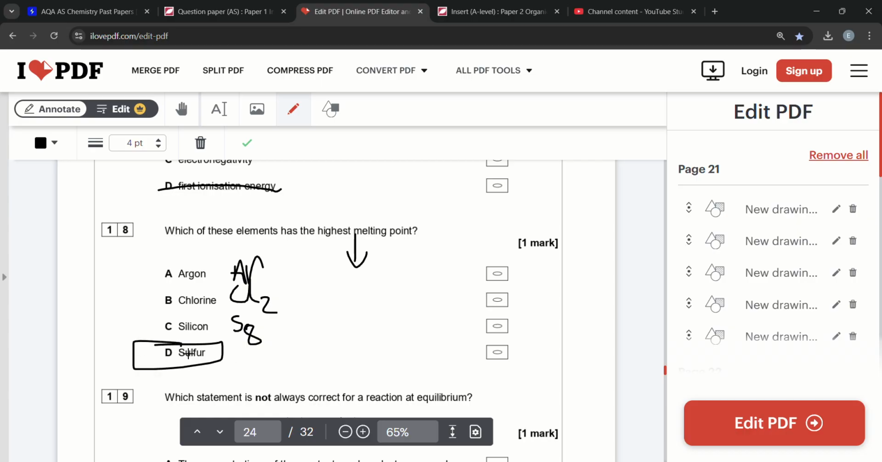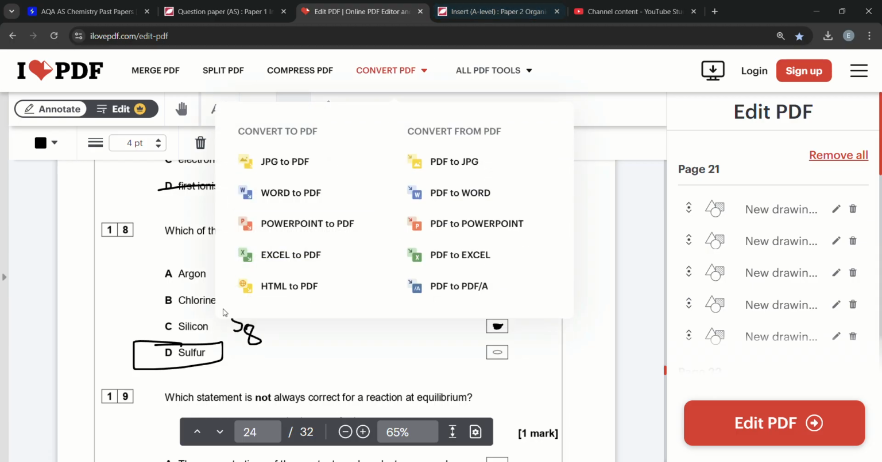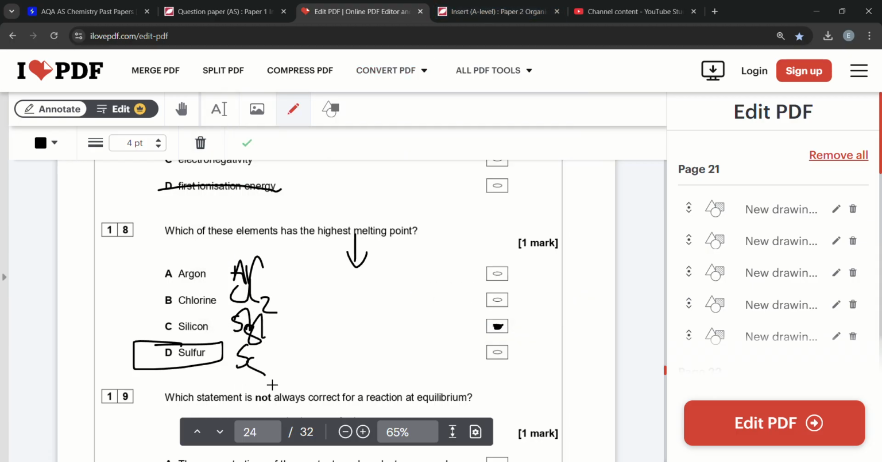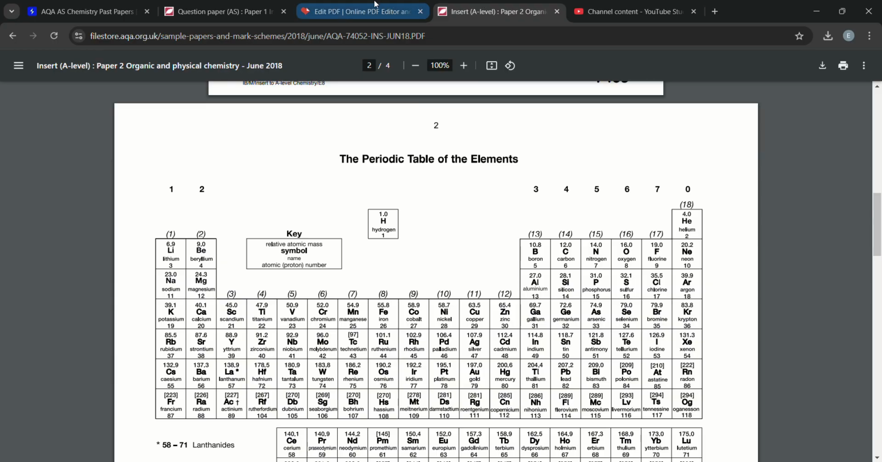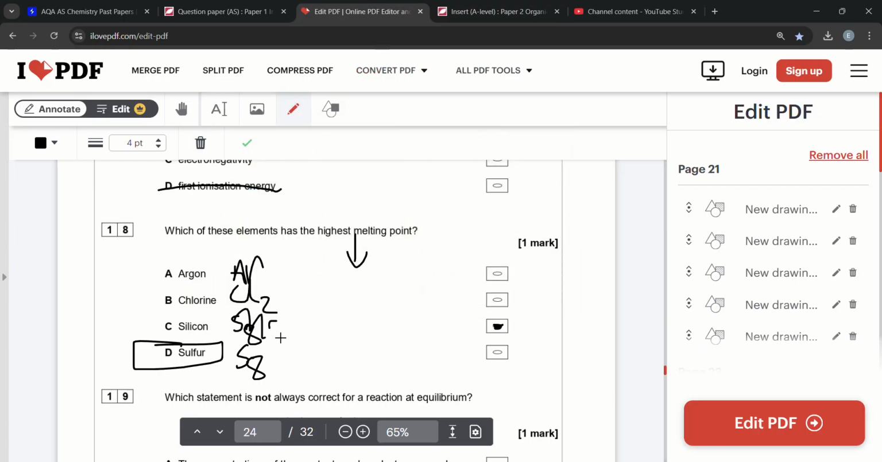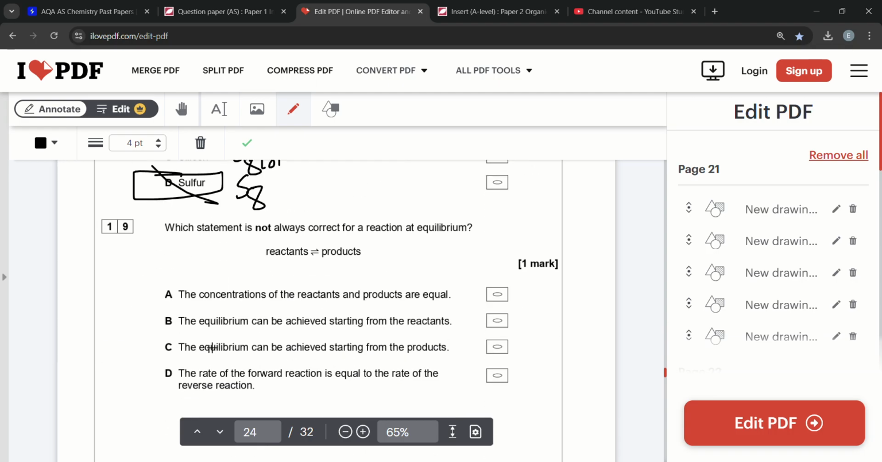sulfur, not. So it is going to be silicon. Silicon, no shoot, sulfur is S8. Yeah, I got confused between sulfur and silicon. Silicon forms silicon dioxide, a macromolecular structure, etc. So the answer is C, silicon. Whereas argon, chlorine, and sulfur all have weak van der Waals forces between them.